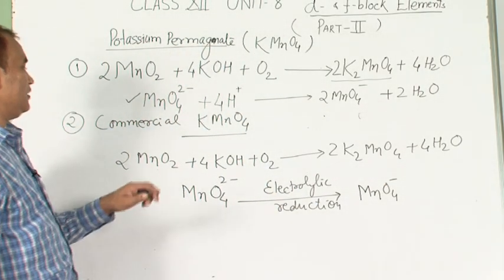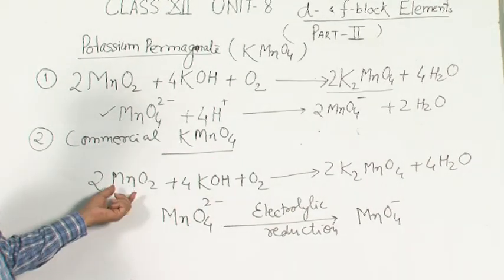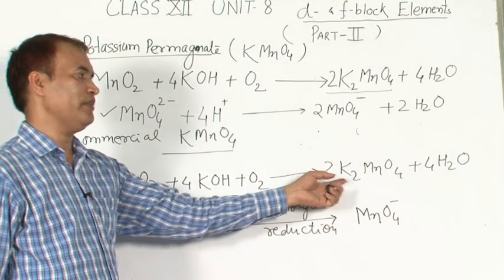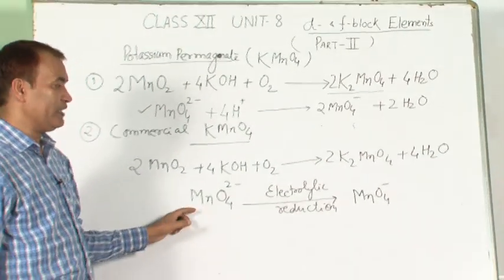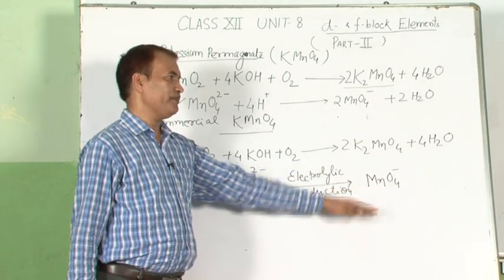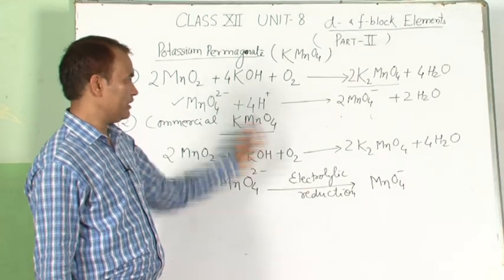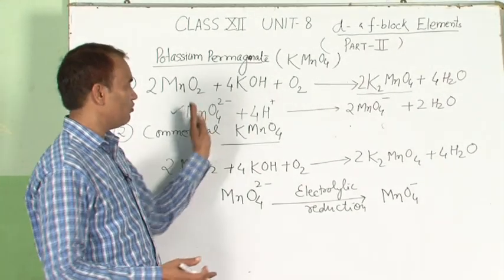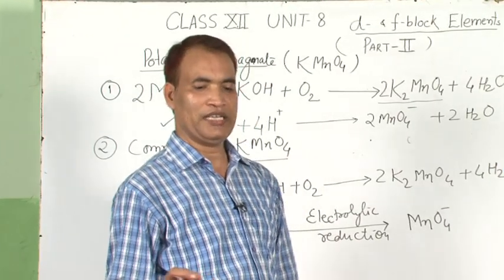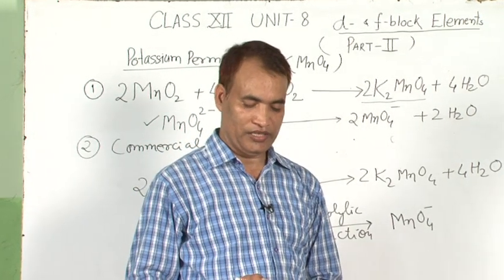So commercially, potassium permanganate is prepared by fusion of manganese dioxide with potassium hydroxide in presence of air to get potassium manganate. Then potassium manganate is electrolytically oxidized. On electrolysis, it gives potassium permanganate. So these two methods, we have to know only the reactions, because in the examination, sometimes a question can be asked: write the reaction involved for the preparation of potassium permanganate.